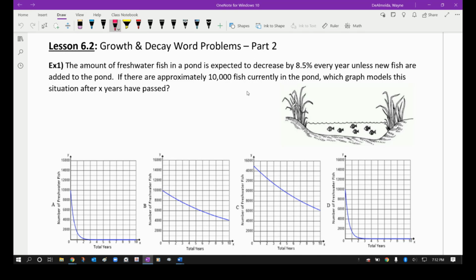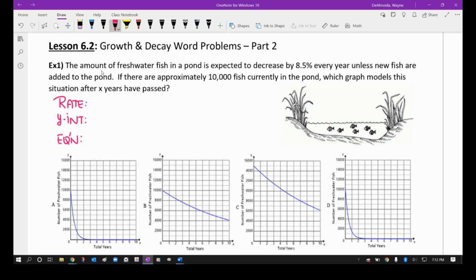On this particular problem, we have a situation and we're asked to decide which of these graphs would describe the situation. So we'll start the same way as before. We always want to find your rate, the y-intercept, and the equation for this problem.